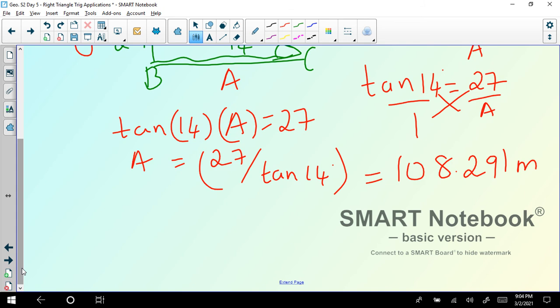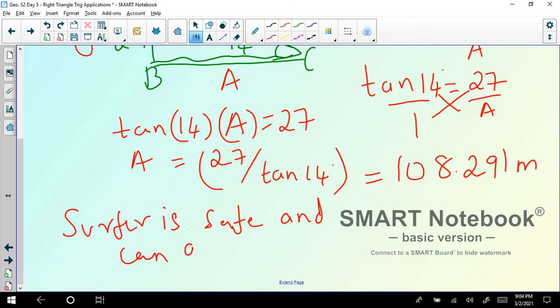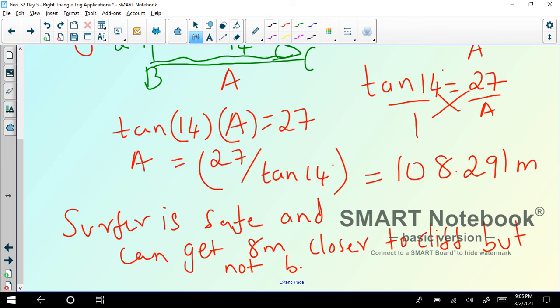The surfer is safe and can get 8 meters closer to the cliff but not beyond that. Okay, we just have to conclude in a sentence.